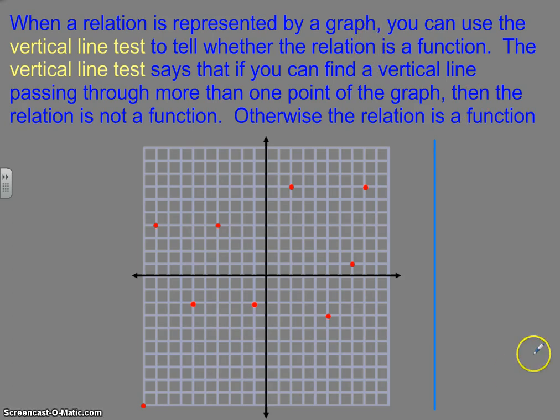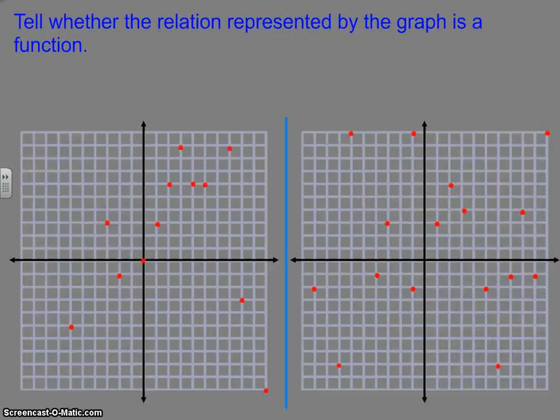So here, I have a vertical line. Okay, so I'm just going to grab it. Can I move this vertical line? Can this vertical line pass through more than one point at any place on the graph? Here it only passes through 1. Here just through 1. Everywhere I put the vertical line, it's only passing through 1 point. So because of this, we're going to say that this is a function. Okay, because of the vertical line test. Let's take a look at another one.